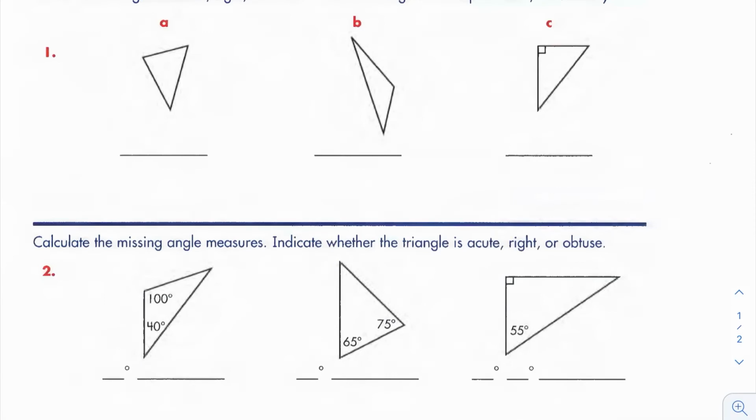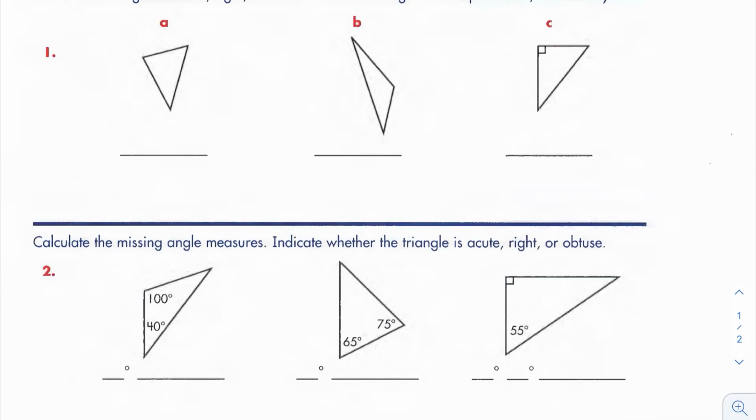Finally, on the bottom section, it says to calculate the missing angle measures. In each triangle, there are two angles provided to you, and you are asked to find the third angle. For this section, you will need to recall that the three angles of a triangle should equal 180 degrees. So determine what angle measure is needed for the third angle to make them all three equal 180 degrees.